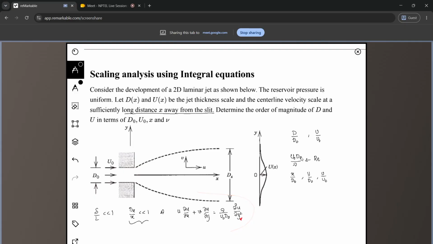So now if you want to do the order of magnitude analysis, what is the order of magnitude of the first term? So for u, we'll scale as u by u naught. Again, we have u, so this will be u by u naught square. X scales as x by d naught. So this will be for the first term. For the second term, v will also scale as, how will v scale?